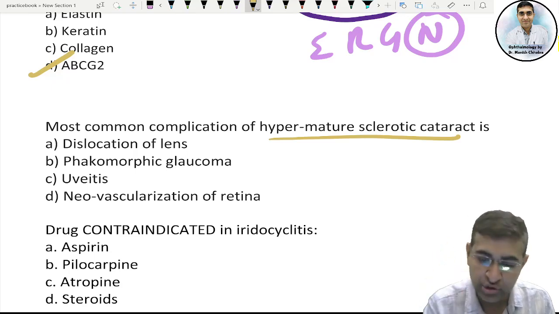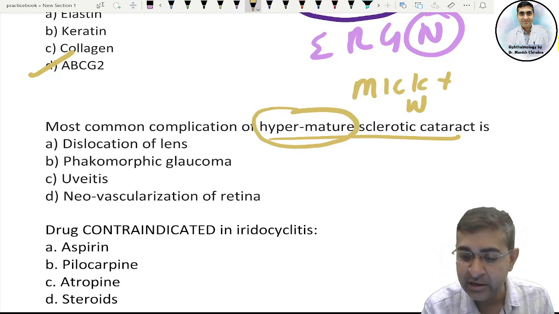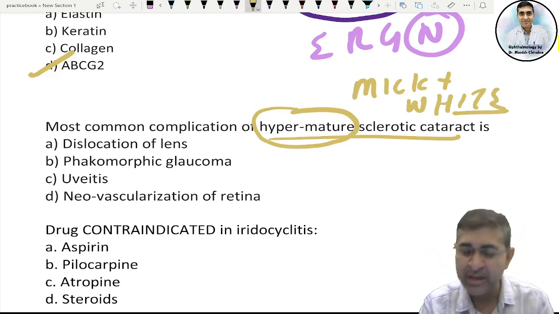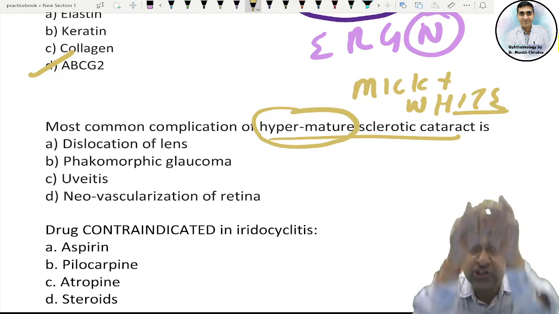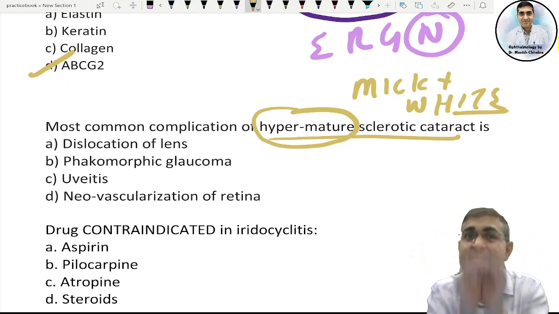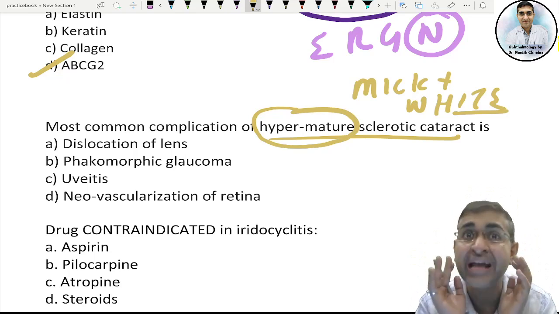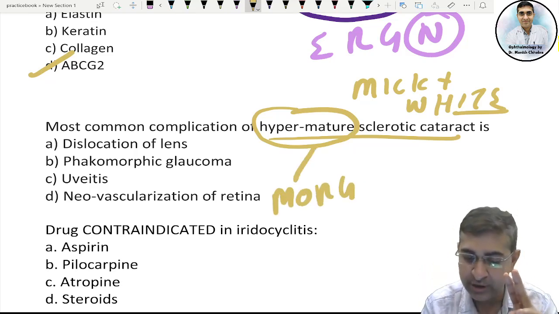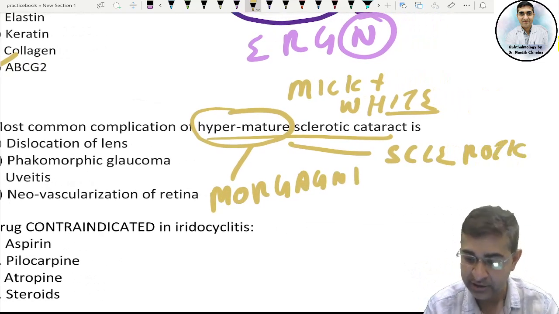In hypermature stage, the lens is milky white in color and becomes heavy. There is liquefaction of the cortex and the nucleus becomes heavy. It falls down in Morgagni's hypermature cataract or in hypermature sclerotic form. Hypermature cataract can be of two types. One is Morgagni, and another is sclerotic. In sclerotic, the nucleus becomes very hard, right?